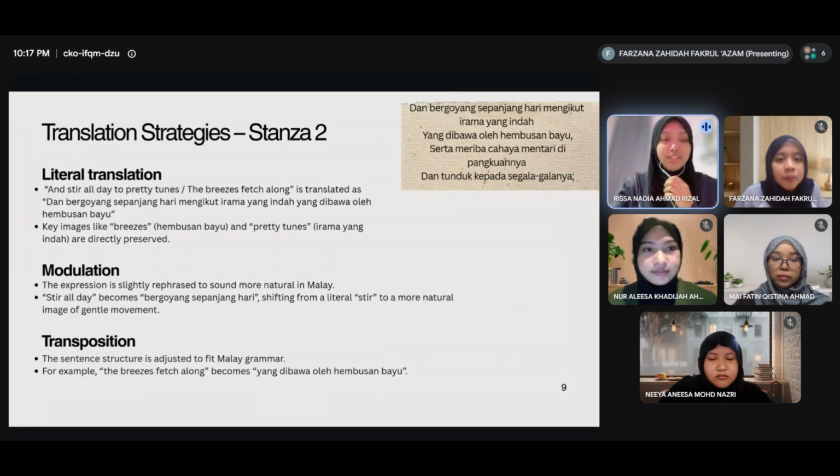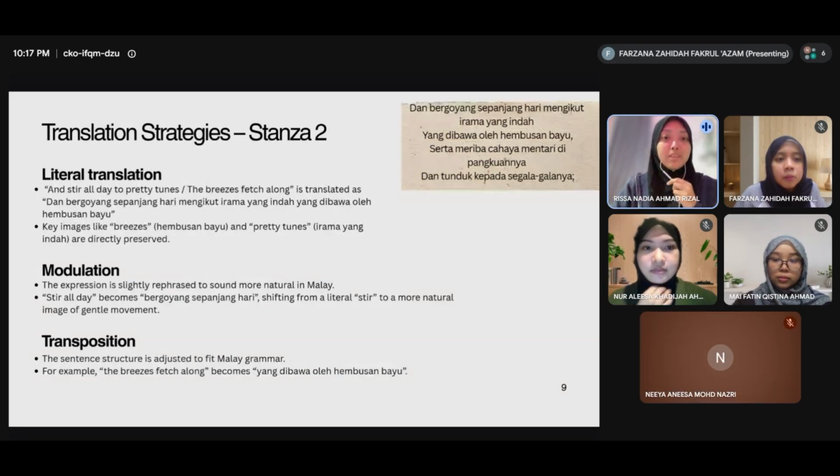Thank you, Translator 1. Now I'll be presenting stanza 2. So for stanza 2, Emily Dickinson personifies the grass by giving it human characteristics. The grass is described as moving to beautiful tunes carried by the breeze, holding sunlight in its lap and bowing to everything around it. These images create a peaceful and harmonious relationship between the grass and nature.